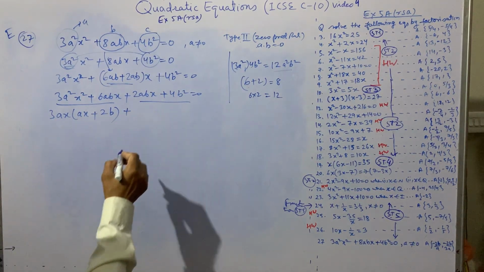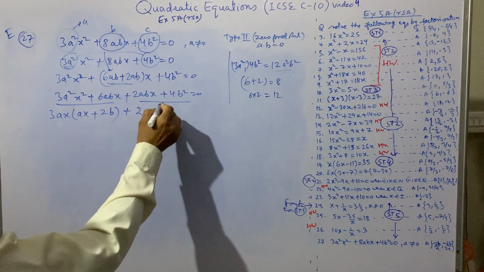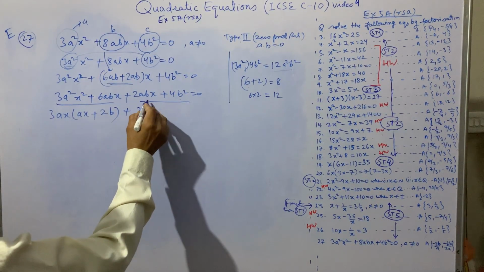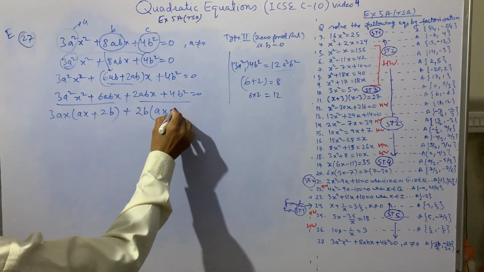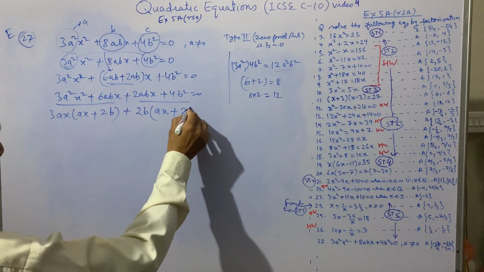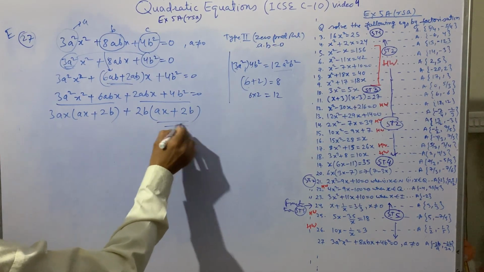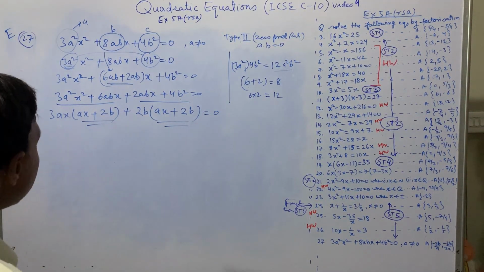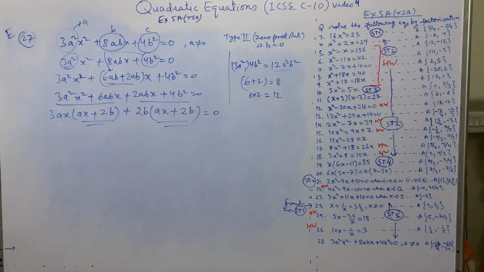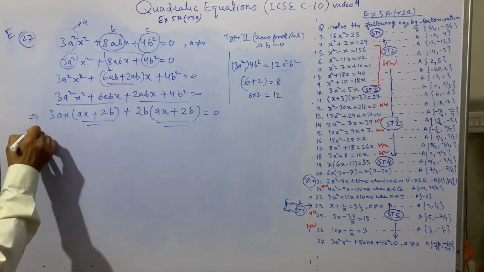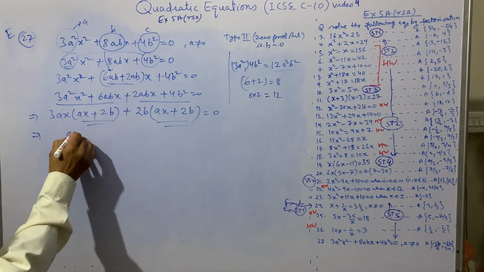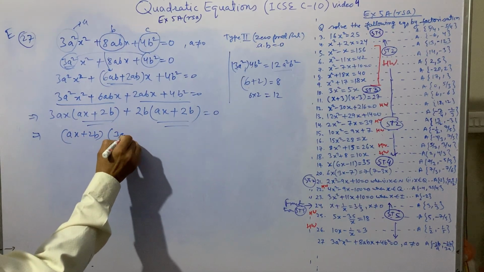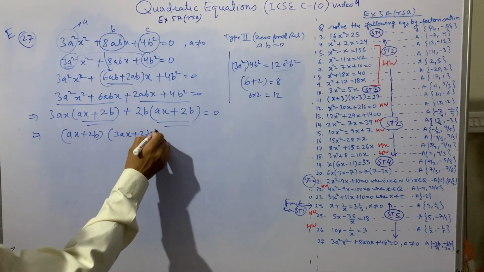Now taking out the common 2b from the other pair, we get ax plus 2b inside the bracket. So this common part is matching, which means we are solving properly. Taking out this common part, we get ax plus 2b, and the rest is 3x plus 2b, equal to 0.